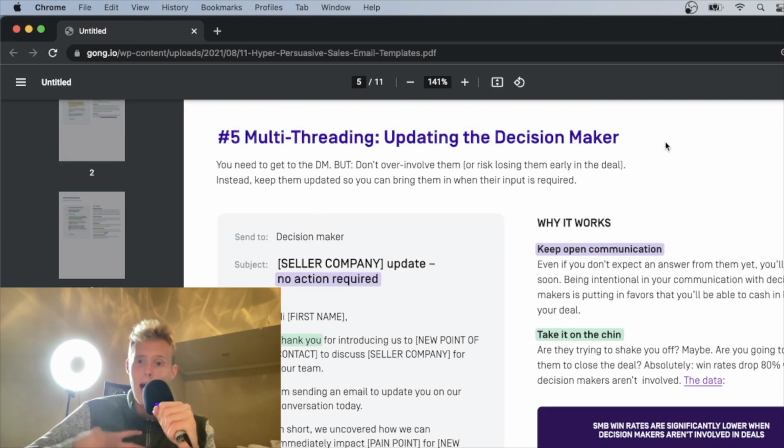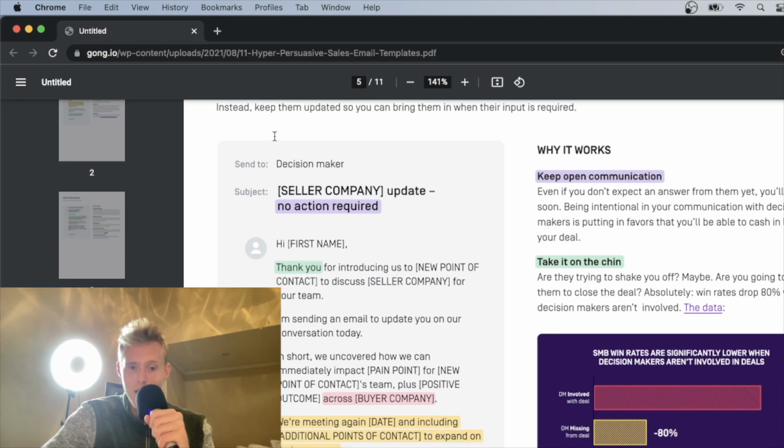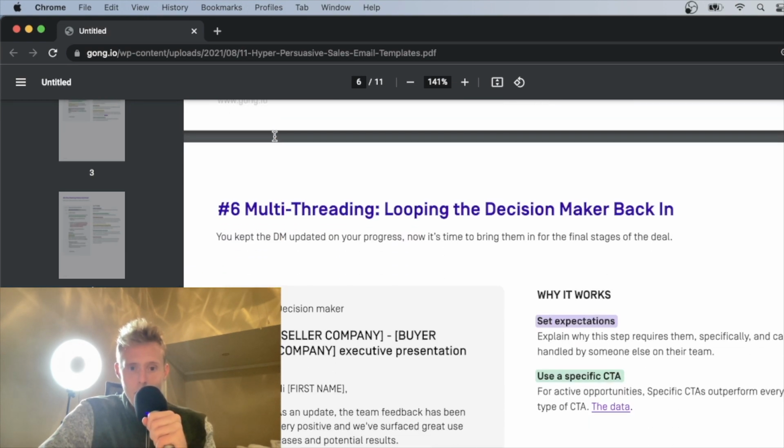This is something, as an account executive, a year into my role here, I'm really trying to learn. So just note that this is really important. Figure out how to multi-thread. Multi-threading, looping the decision maker back in.